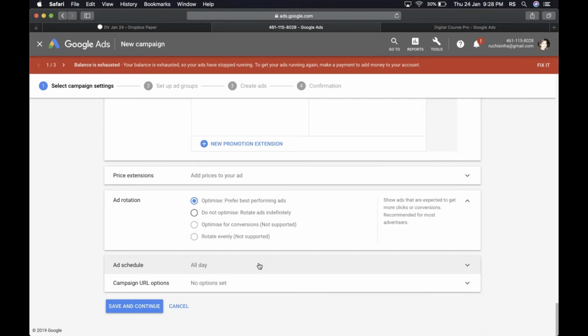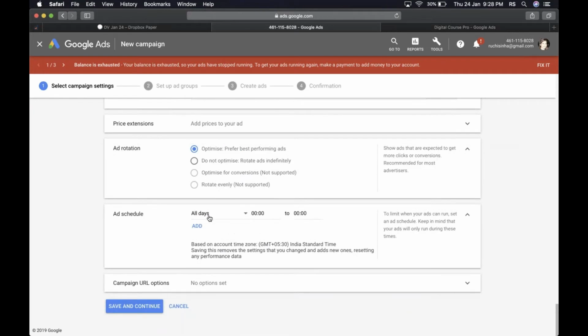Now, ad scheduling. By default, my ads will run all 24 hours, all 7 days, right? If I want to choose some timing, some days, then I can set it like this, from so much time to so much time. This will depend upon your business. Suppose I have an evening cab business, I might want to run ads in the evenings only, right? So if your business requires something like that, you can set it. Otherwise, you can start with default. Later, based on the reporting, if you want to make some changes, you can do that later also.